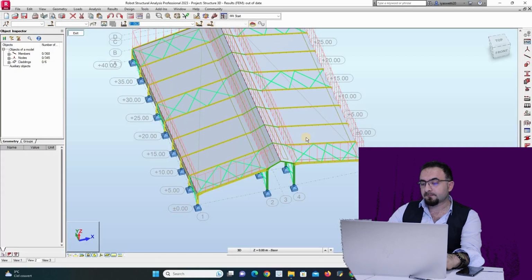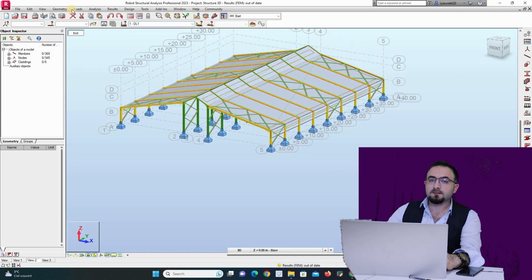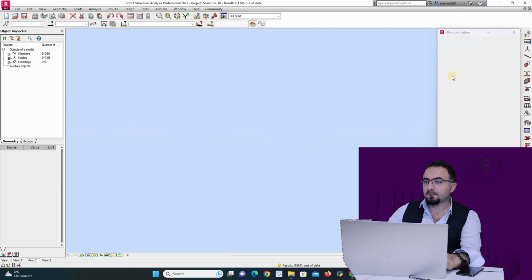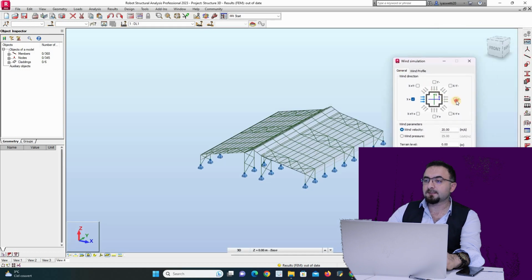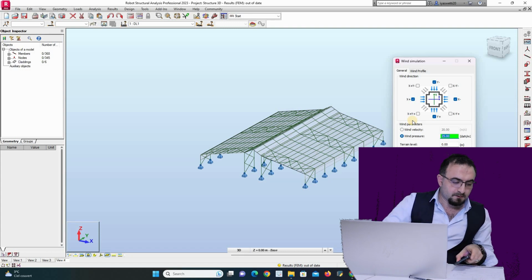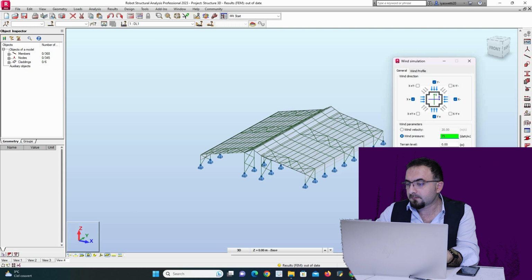So in Robot, we can define the wind forces automatically. The wind forces are generated here, as we can see. It's an advanced simulation. Here I choose wind pressure. I choose wind pressure of 75 decanewton. And this is not all.